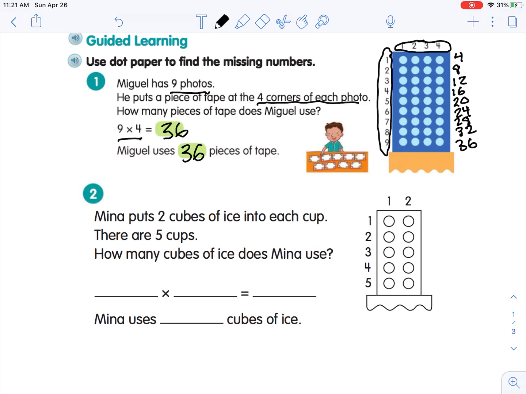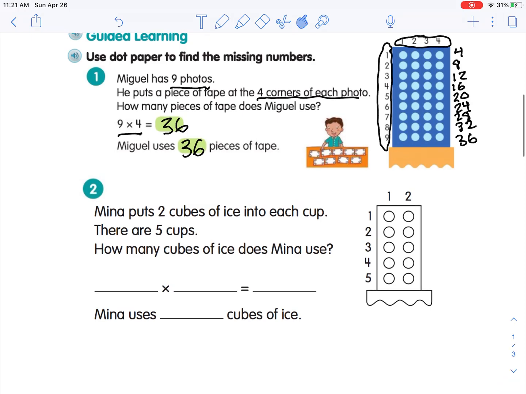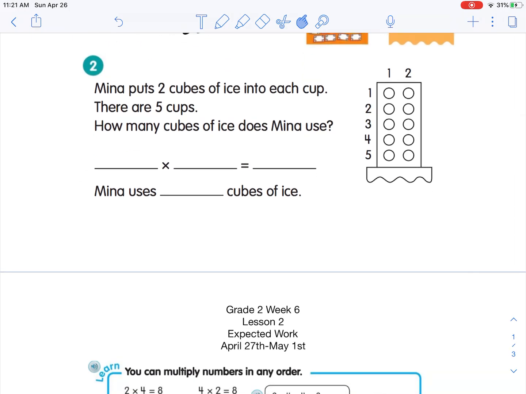Remember, you can always pause if you're doing this alongside with me, so you can do it yourself before you check with my work. That's always a great idea. If you're just reviewing, feel free to just let the video go and don't pause.